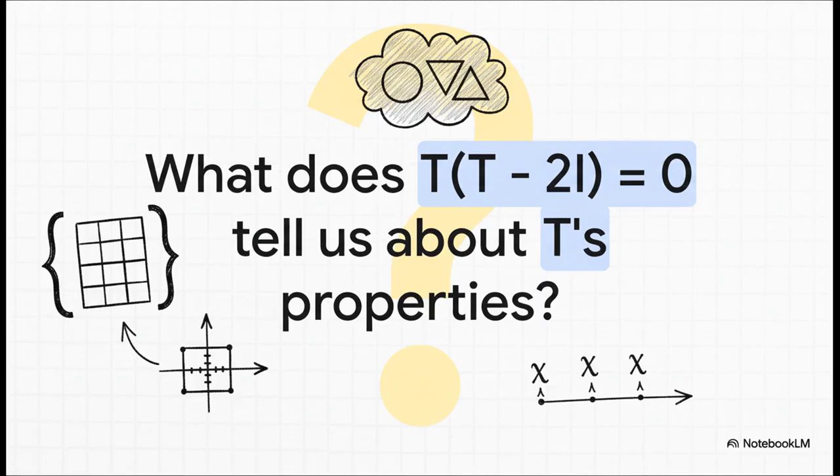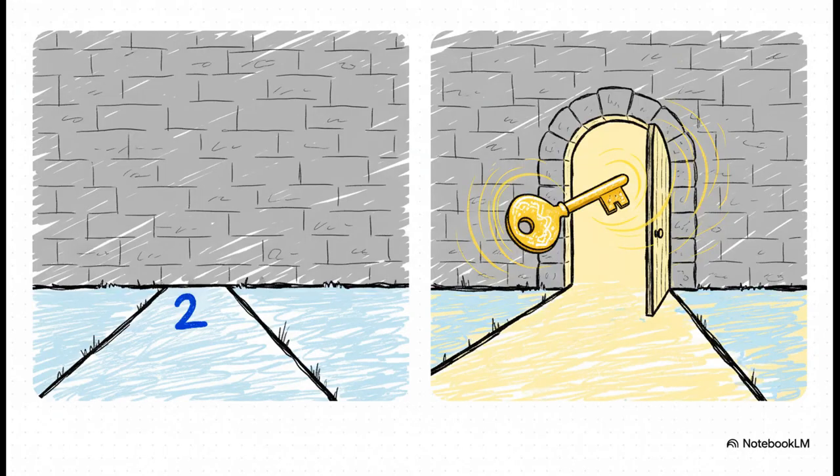So let's play with this equation a bit. If we rearrange it, we get t times the quantity t minus 2 times the identity equals 0. Now that should look really familiar, right? It looks just like a factored polynomial from high school algebra. And in linear algebra, when you see an equation like this, it's telling you something really profound about the transformation's possible eigenvalues. Okay, so that equation tells us the only possible eigenvalues for t are 0 and 2.